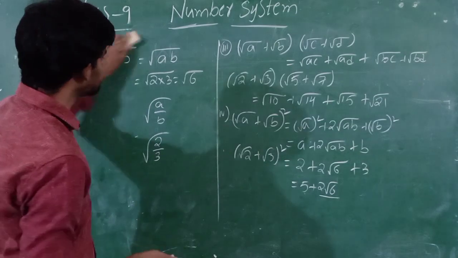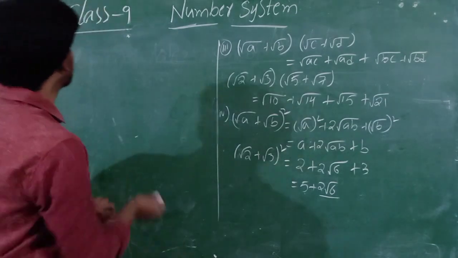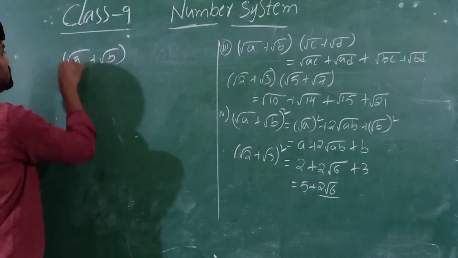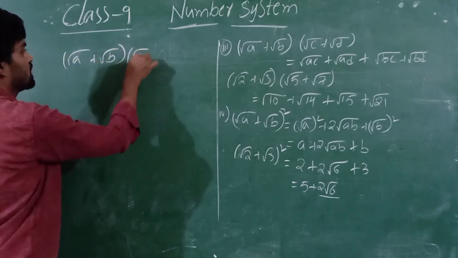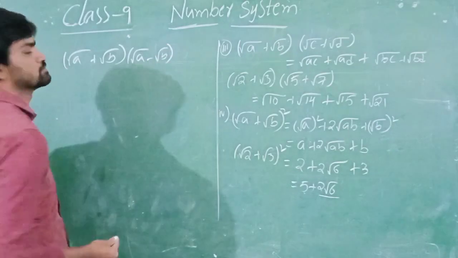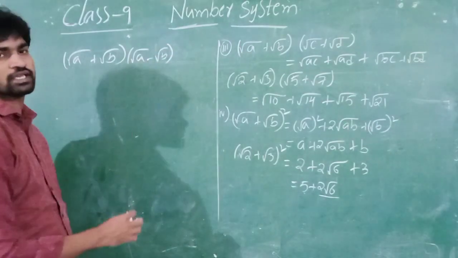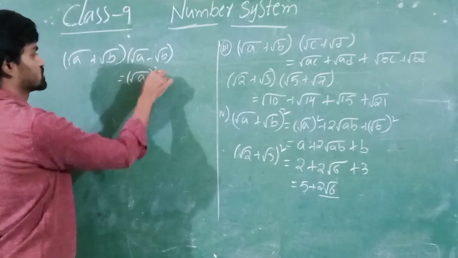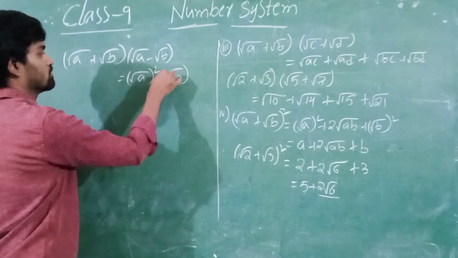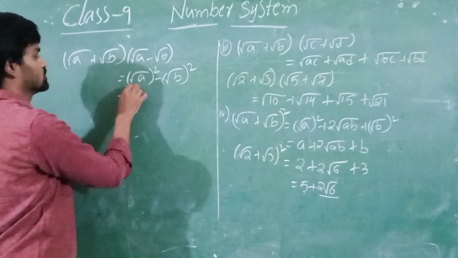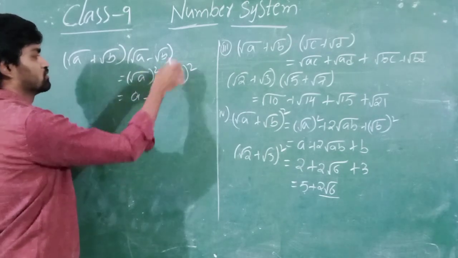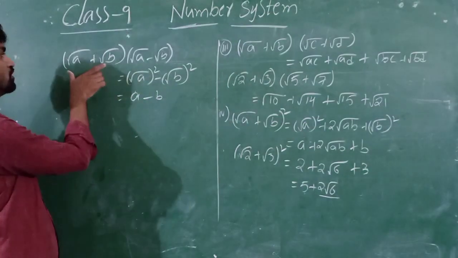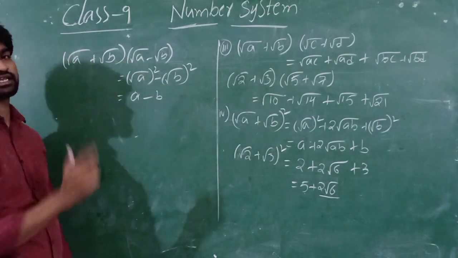So root a into root a minus root b. Now a plus b into a minus b. What is the formula? A square minus b square. That is root a whole square minus root b whole square. What we get is root a whole square is a, root b whole square is b. So if any number you got like this, you can directly write a minus b. Okay.